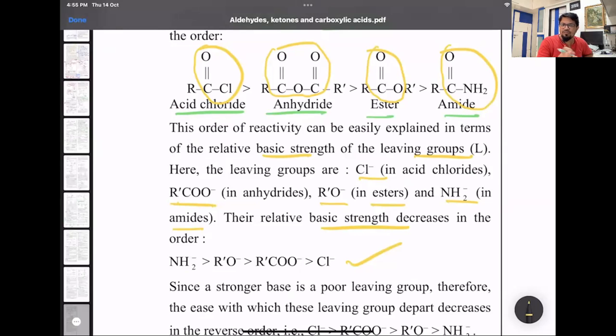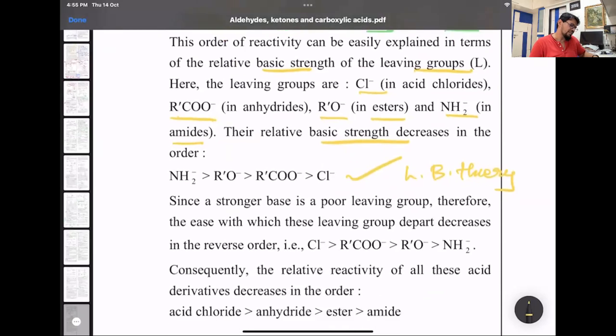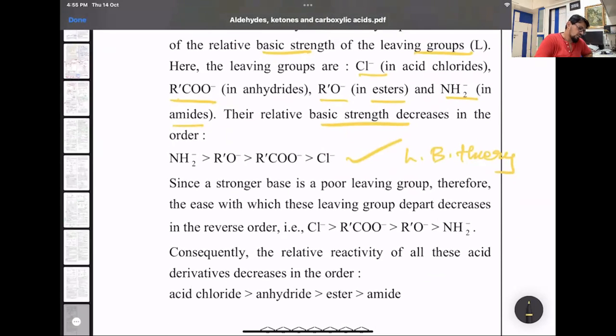Okay. So the relative basic strength: NH2 minus is a stronger base, so reactivity wise, it is the one which will be left the least. That's why amide's reactivity is the least. So it's with respect to Lowry-Bronsted theory. Proton donor is an acid and proton acceptor is a base. So this is the reverse order. And reactivity of acid derivatives is, yeah, that's the same part. Chloride, anhydride, ester, and amide. Okay. All right.